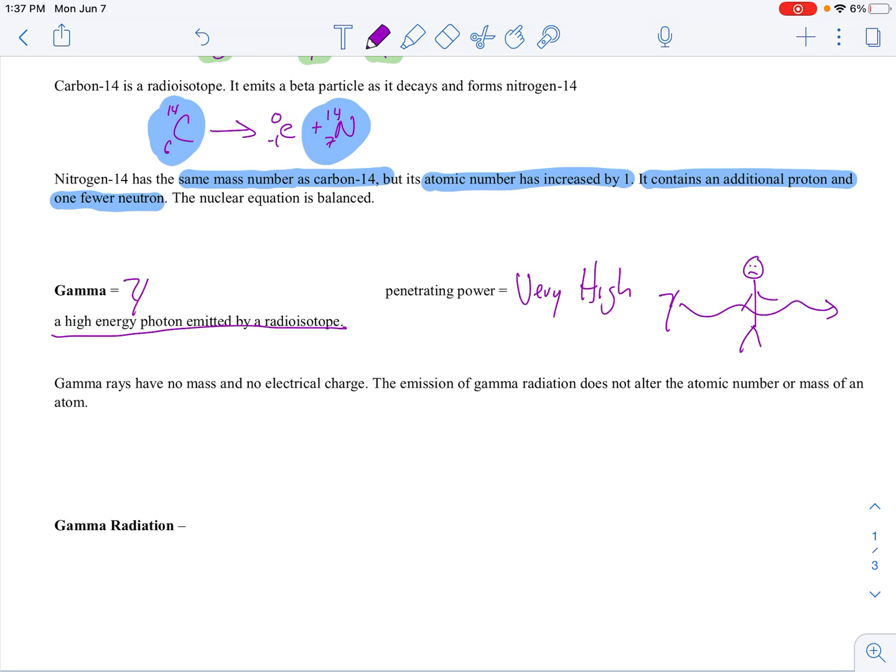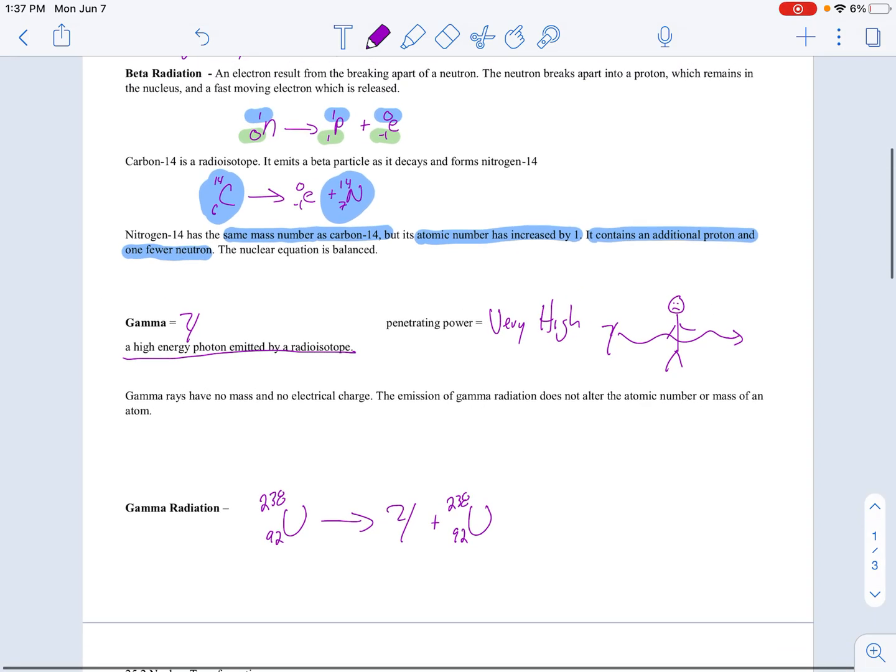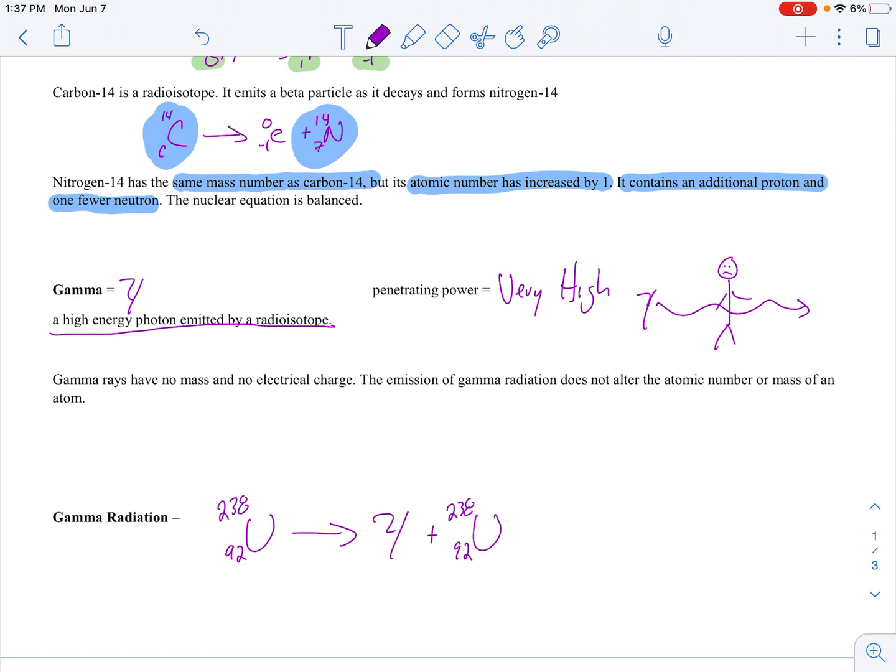So I could have something like, oh, I don't know, uranium-238, and it could emit gamma radiation and stay uranium-238. No change in the mass number, no change in the atomic number. Just gamma radiation is spit out. Very, very high energy electromagnetic radiation. All right, those are your 3 types of nuclear radiation.